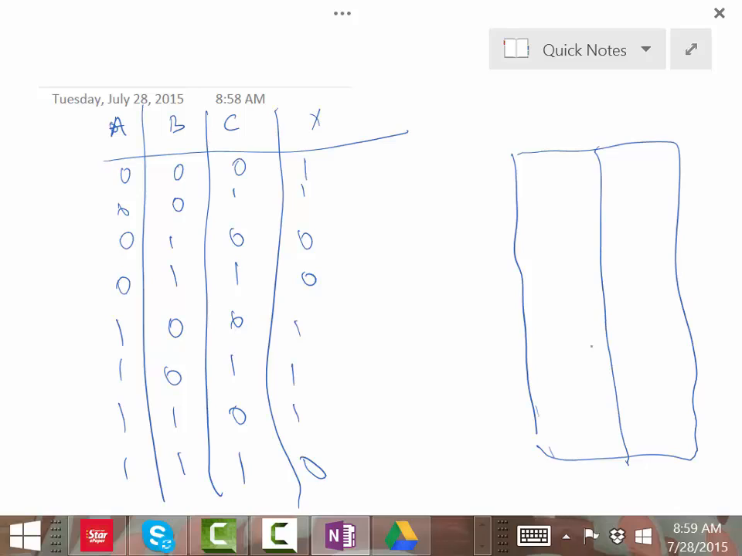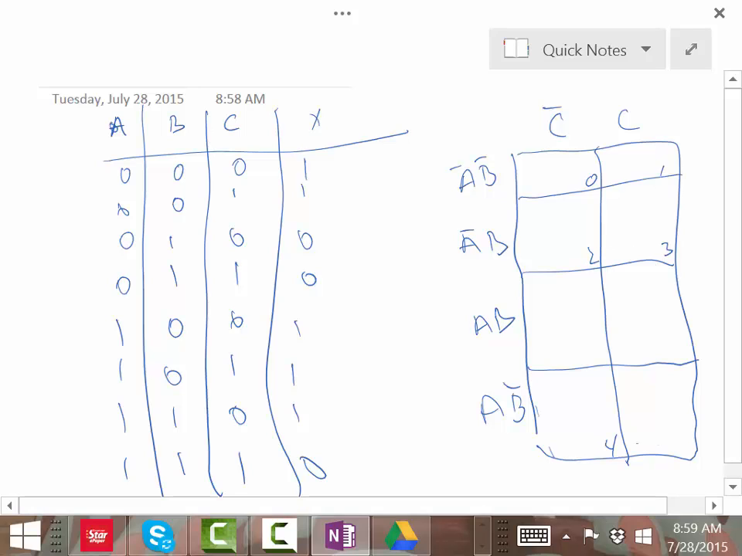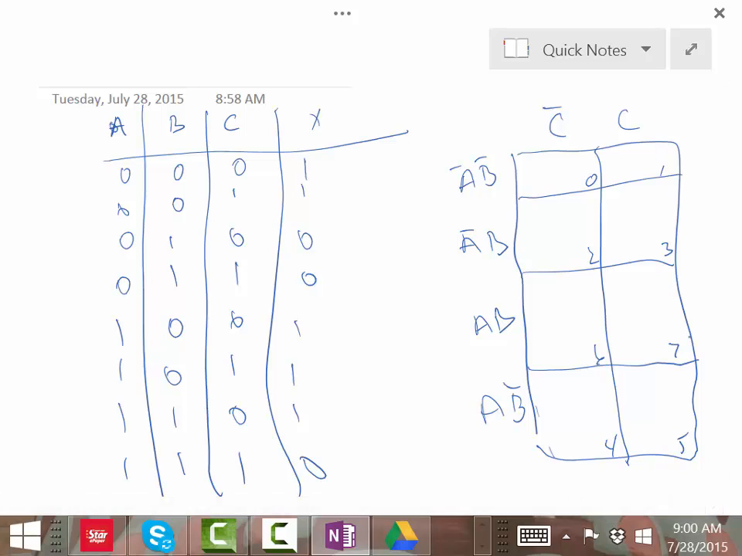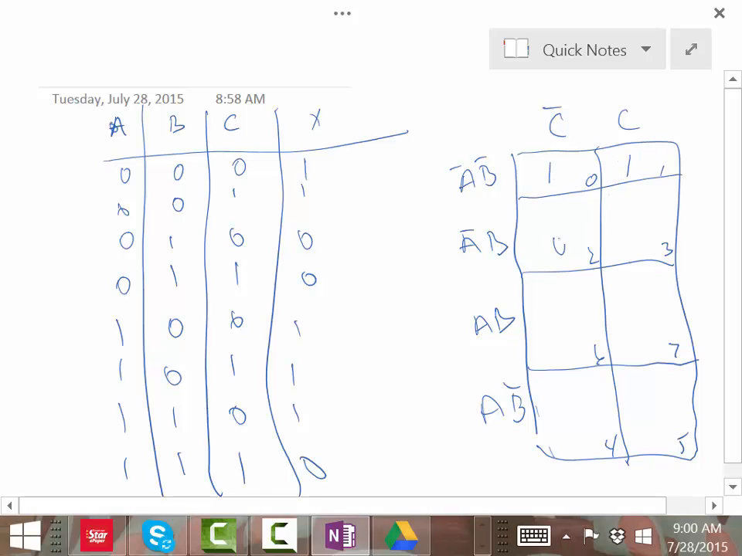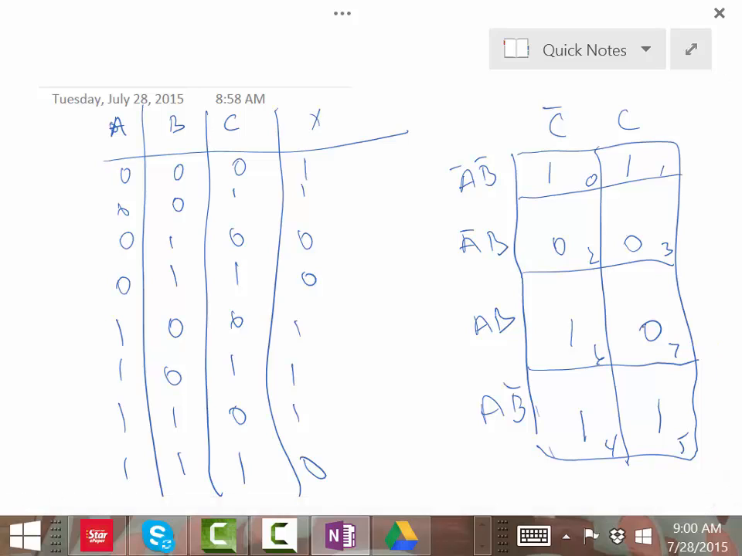right here, C. So there's our Karnaugh map. So we just go ahead and put our 1s and 0s in. So I've got 1, 1, 0, 0. Then I come down here, 1, 1, 1, 0. So that's my Karnaugh map.